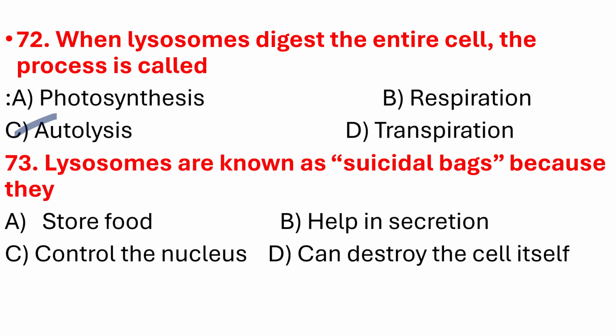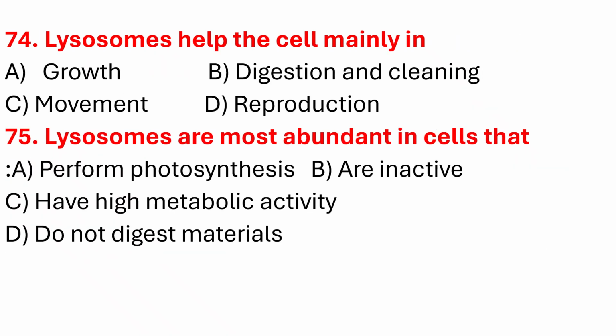Autolysis. Lysosomes are known as suicide bags because they store food, help in secretion, control the nucleus, can destroy the cell itself. Option D. Can destroy the cell itself. Lysosomes help the cell mainly in growth, digestion and cleaning, movement and reproduction. Digestion and cleaning. Lysosomes are most abundant in cells having high metabolic activity.